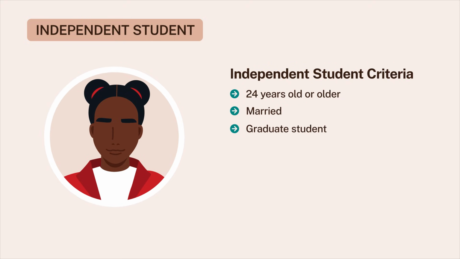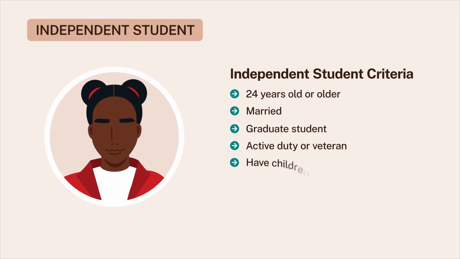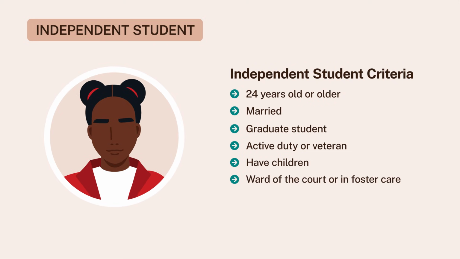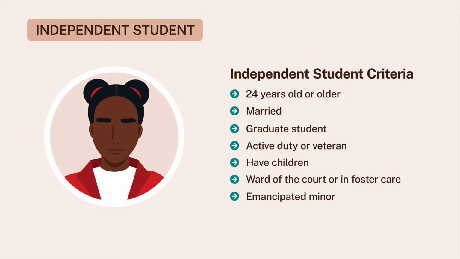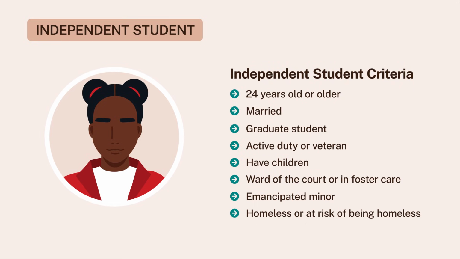If you are a graduate student. If you are currently on active duty or a veteran of the U.S. Armed Forces. If you have children that you financially support. If you were a ward of the court or in foster care at any time since the age of 13. If you are or were a legally emancipated minor or in a legal guardianship with someone other than your parent or step-parent. Or if you are unaccompanied and either homeless or self-supporting and at risk of being homeless.